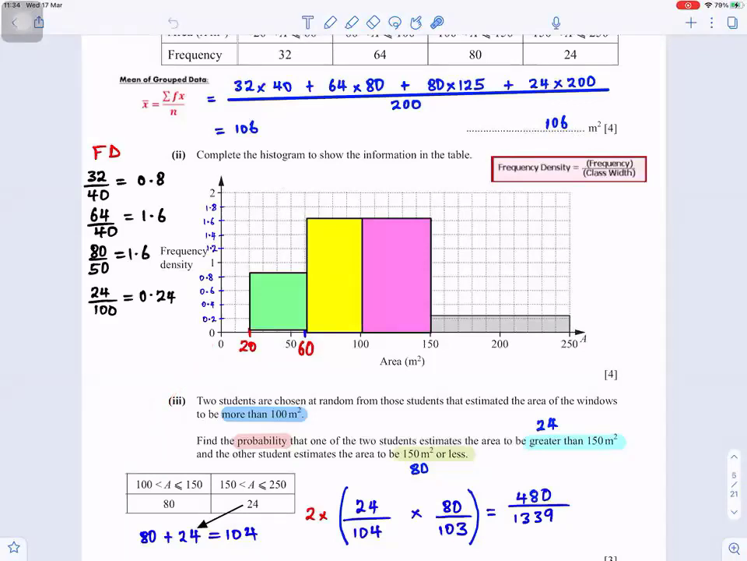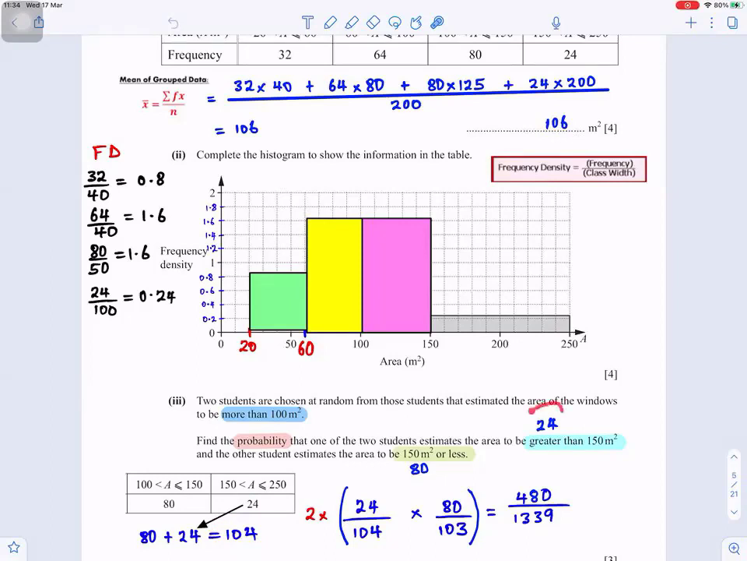Part 3. 2 students are chosen at random from those students that estimated the area of the windows to be more than 100 meters squared. Find the probability that one of the 2 students estimates the area to be greater than 150 meters squared, and the other student estimates the area to be 150 meters squared or less. So I've taken an extract from the table from 100 to 150 to 250. So 80 plus 24 gives you 104. So we want the total to be 104.